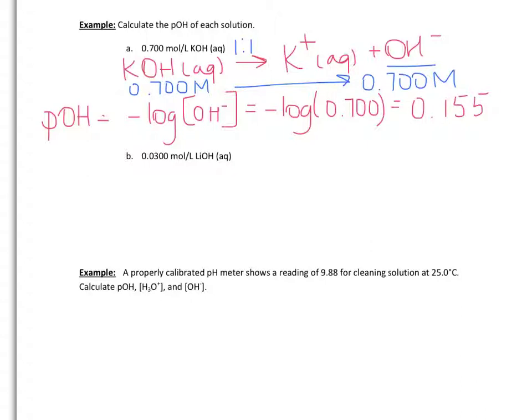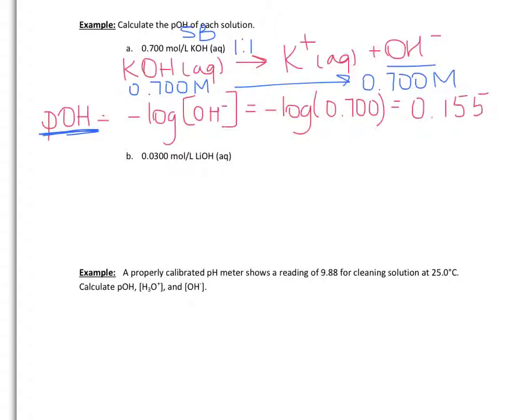This should make sense. We're talking about pOH here, and we've identified this as being a strong base. So this should be at the very lower end of the pOH scale. If it's at the lower end of the pOH scale, then it would be at the higher end of the pH scale, which is exactly where we know bases are.